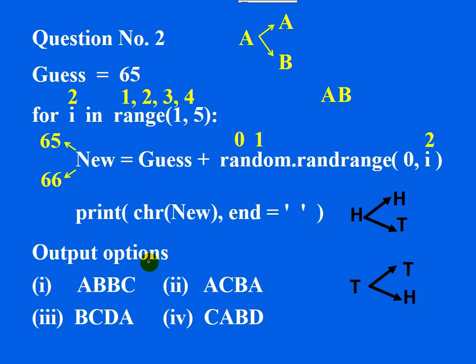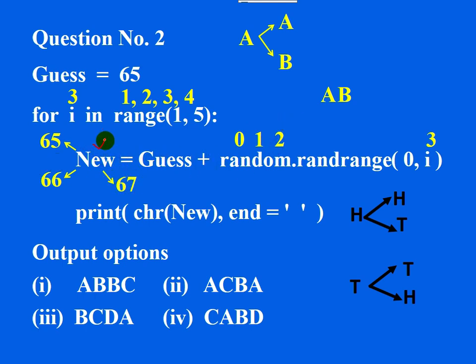For a better understanding, let me iterate the for loop for a third time. i takes the next integer in the range. So your i contains 3. random.randrange(0, 3). The randrange function returns a random integer between 0 and 3 minus 1, that is 0 to 2. So what are the possible outcomes here? Variable guess contains 65. So 65 plus 0, 65, 65 plus 1, 66, and 65 plus 2, 67.